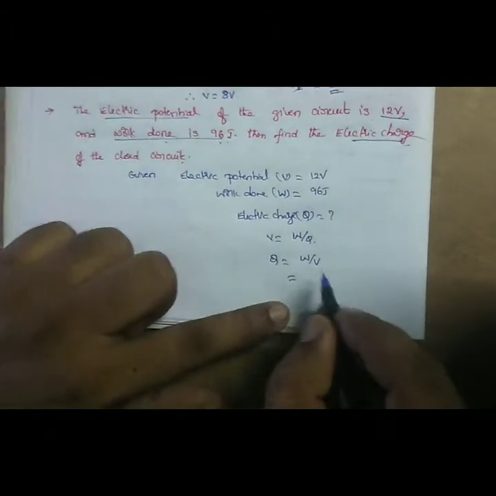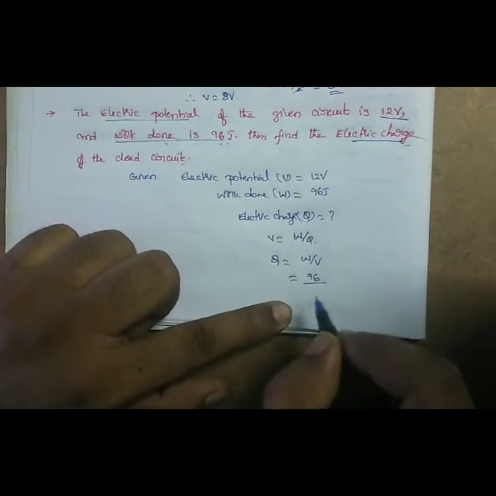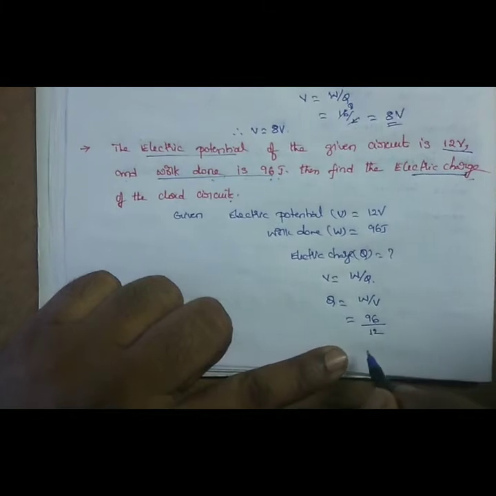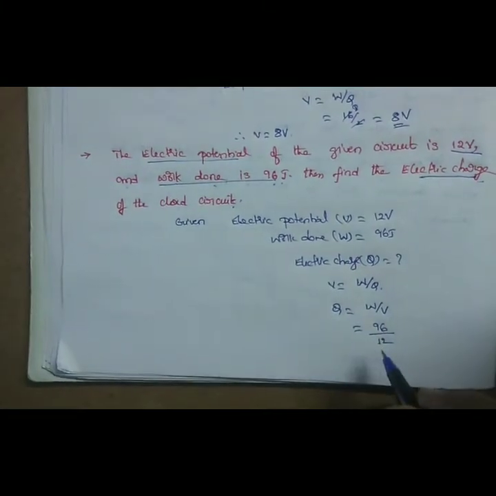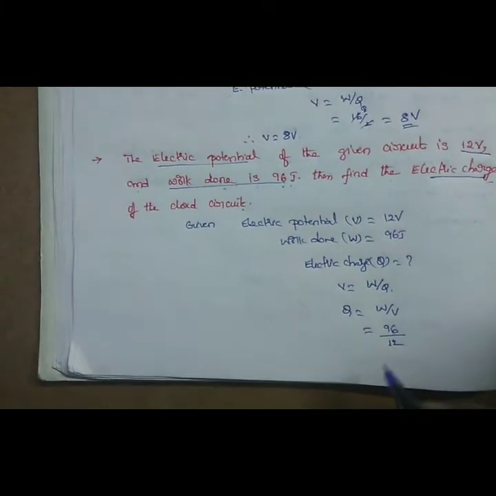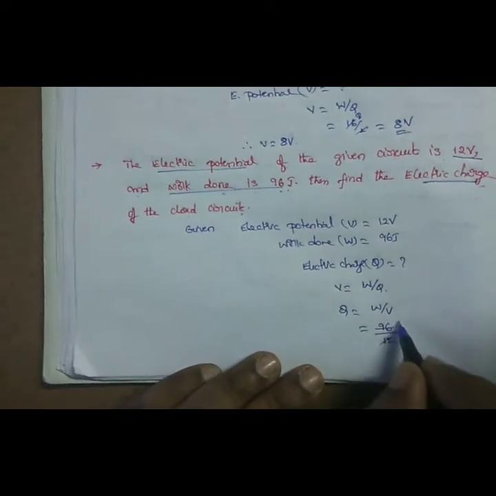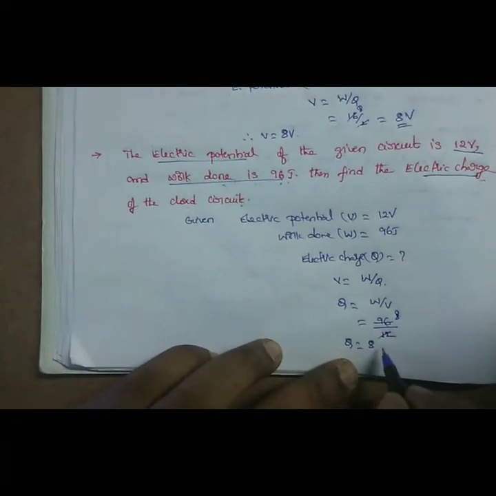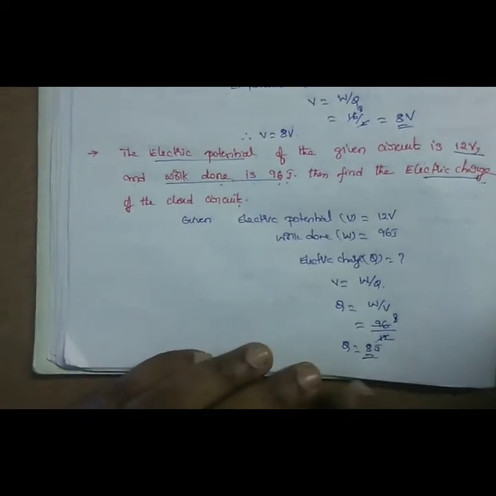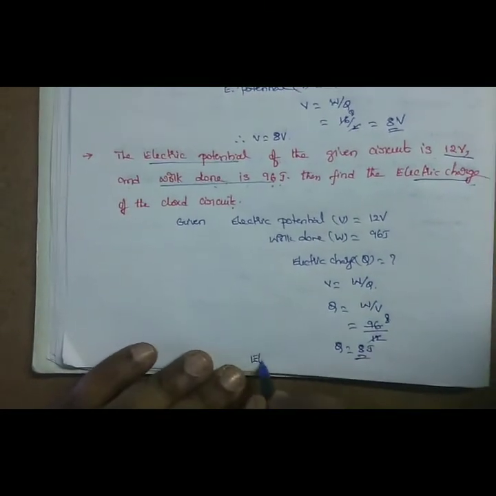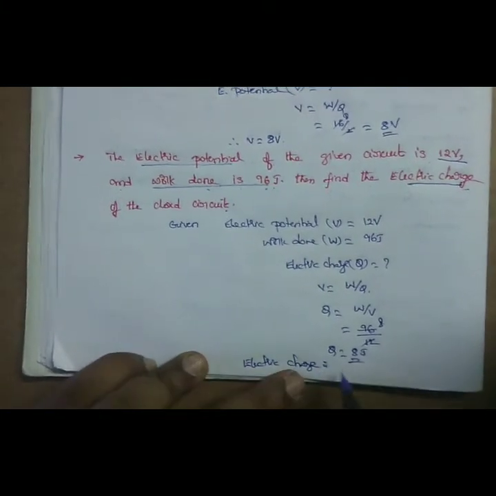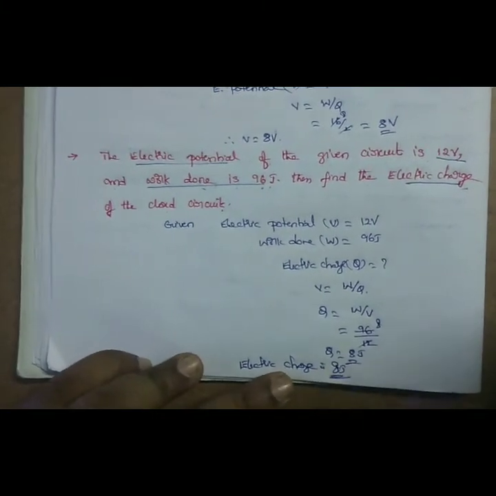What is W? 96. And what is the potential? 12. So how much? 12 ones, 12 nines, 12 eights. Yes, 12 eights are 96. So Q is equal to 8. That means the electric charge is 8.